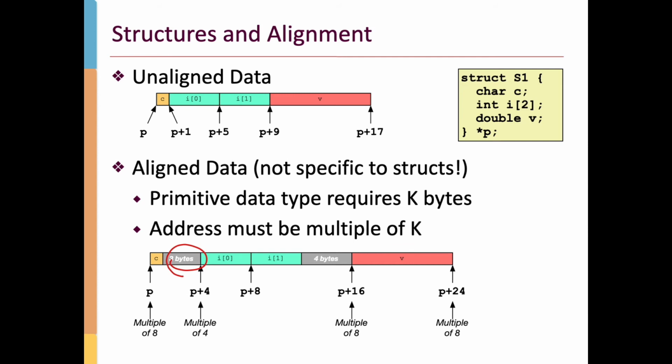So that brings us up to P plus 4, P plus 8. So this thing ends at P plus 12. But P plus 12 is not a multiple of 8, right? And we want to try to store a double value, which is itself 8 bytes wide. So again, we're going to skip some space. We're going to skip these intermediate 4 bytes to get ourselves up to an address that's an even multiple of 8. And that's where the value v is going to get stored.